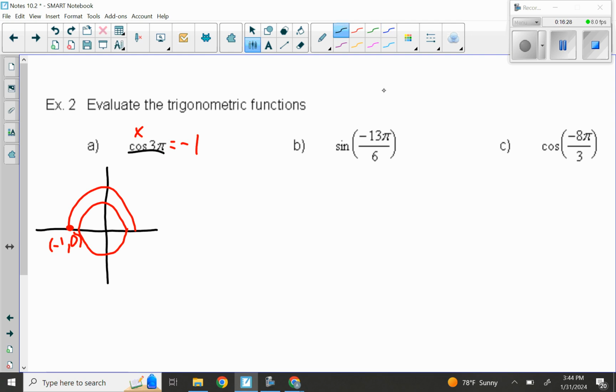All right, and then sine. So negative 13 over 6. So there are 2 full pi's in that, or I guess 2 full negative pi's if you want to think of that, plus another negative 1 pi over 6. Because 6 can go into 13 twice fully, and then it goes an extra 1/6 to get to that 13.